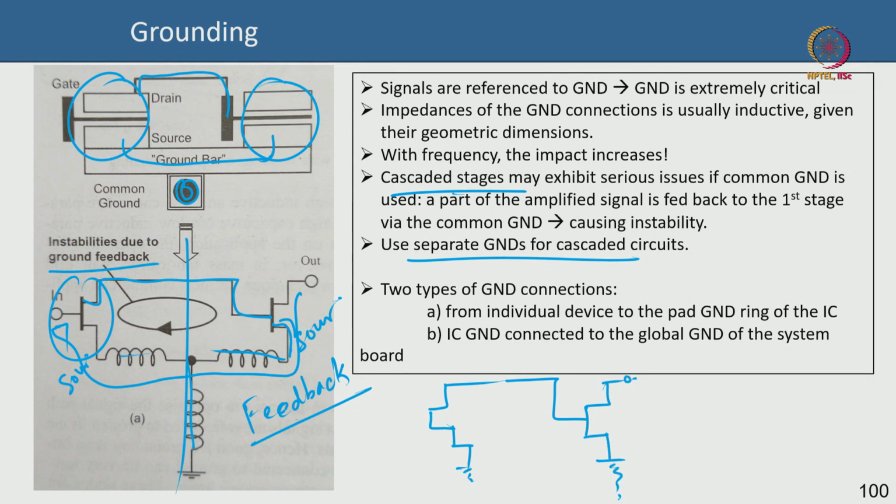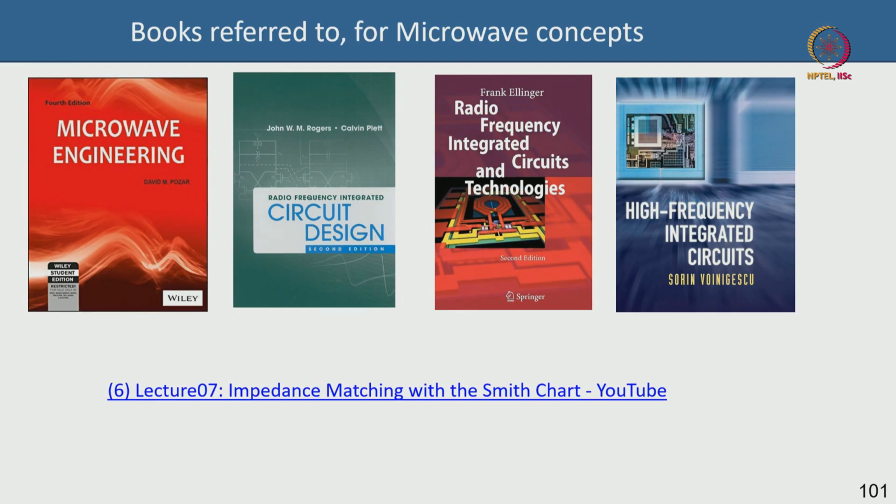You separate the grounds. So you can use a ground connector from the individual device to the ground pad like this, and then this ground can be connected to a global ground later on in a subsequent stage. Okay. But in general, grounding is a very important issue. One has to keep this in mind, because the same ground can lead to instability or oscillation. Okay. So with that, we will conclude the lecture here today.